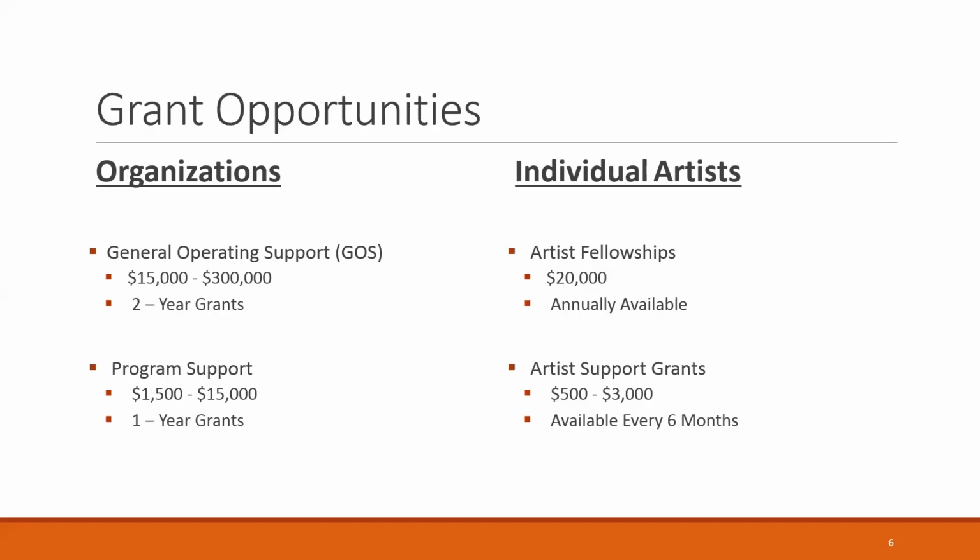We make our grants in 4 discrete areas. We have 2 grant opportunities for organizations and 2 grant opportunities for individual artists. Again, both of them have either the discipline readers or the citizen review panelists involved. For organizations, we make grants in the amounts of $15,000 to $300,000 in general operating support. These are 2-year grants. And then we also have program support. And this is where most of you are helping us out. In program support, we make grants between $1,500 and $15,000. And these are competitive 1-year grant opportunities.